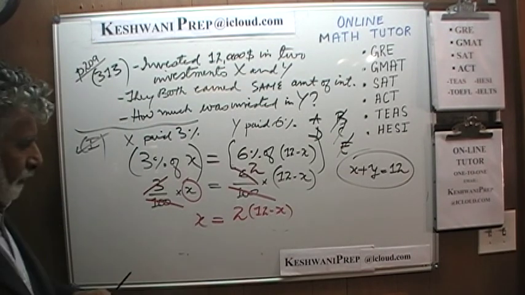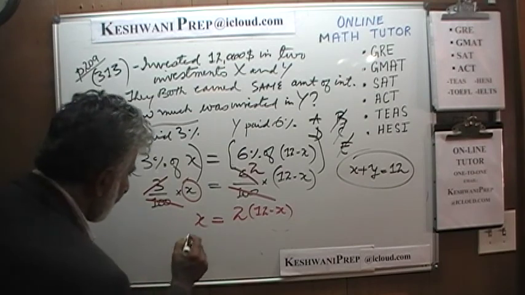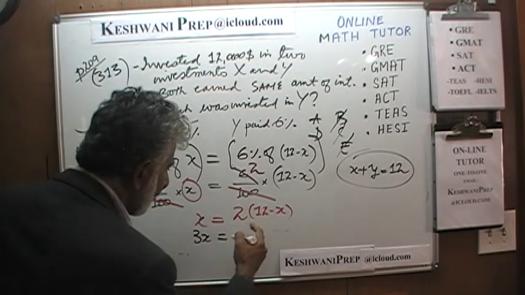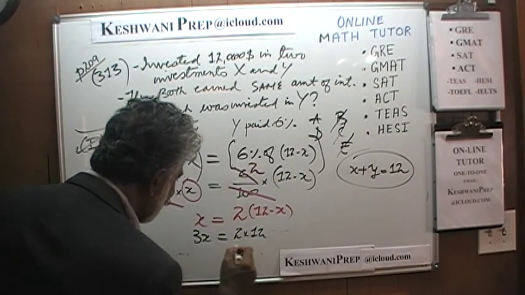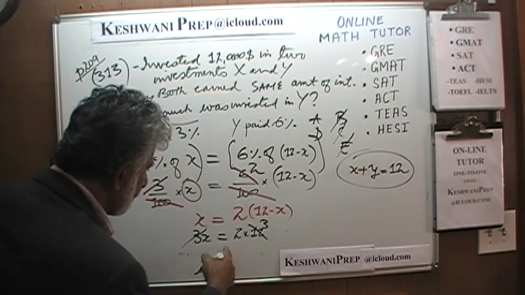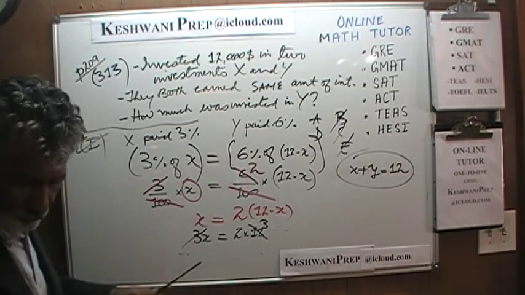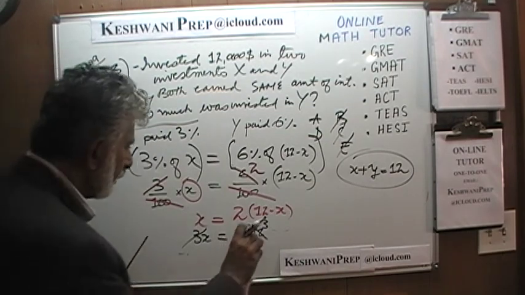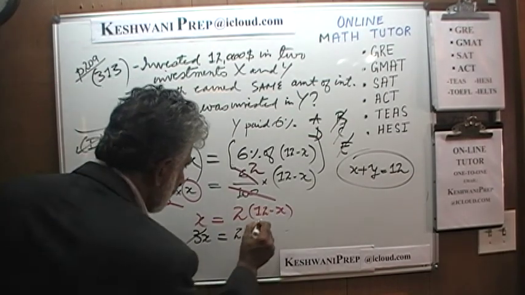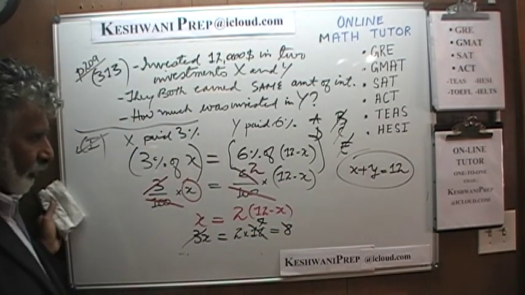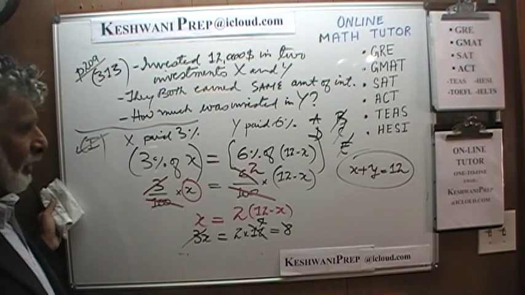2 times negative x, which is negative 2x. When we bring it over, it becomes positive 3x. x and 2x become positive 3x equals 2 times 12. And therefore, you divide both sides by 3 again. 12 divided by 3 is 4. So 2 times 4, x equals 8. The question was, how much was invested in Y? The answer is 4.